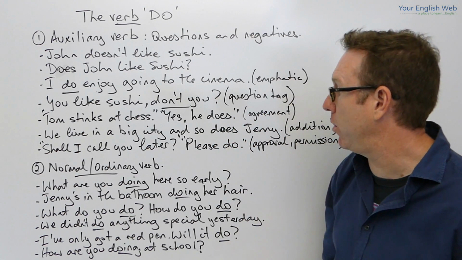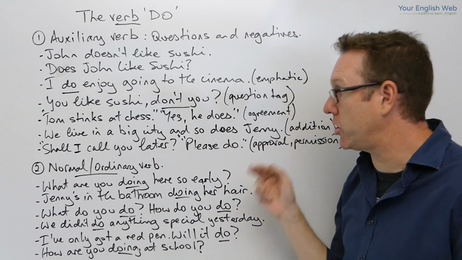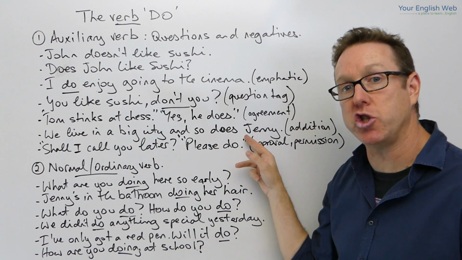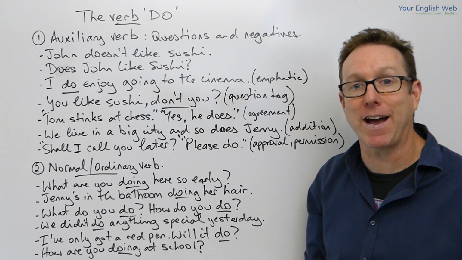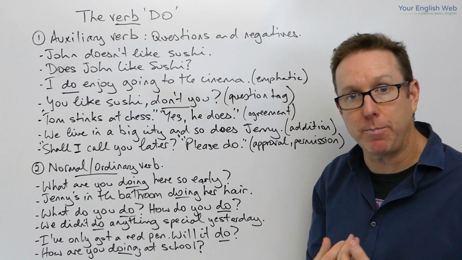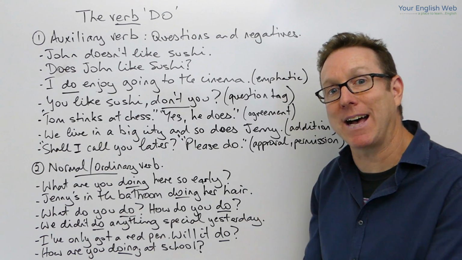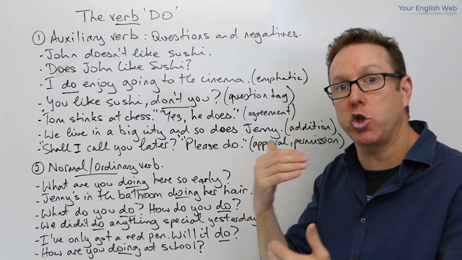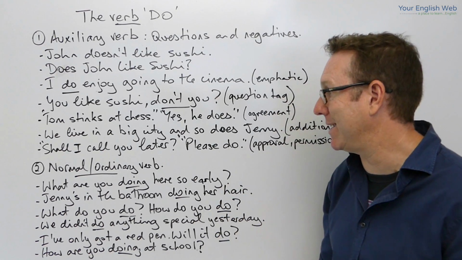The next example is for addition. We live in a big city, and so does Jenny. So we're highlighting the fact that we both live in a big city. So we live in a big city, and so does Jenny. Okay, we're saying that she, in addition to us, she also lives in a big city.